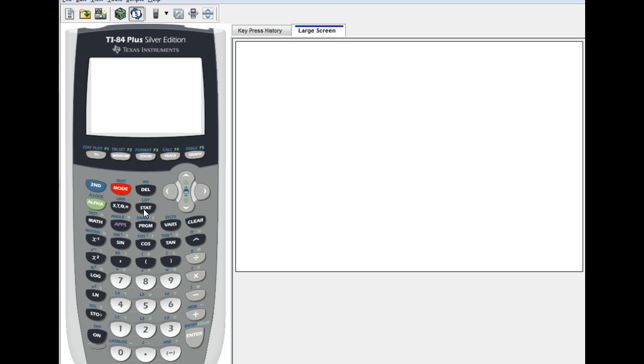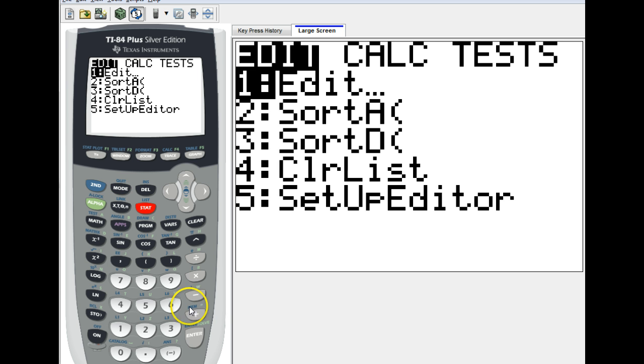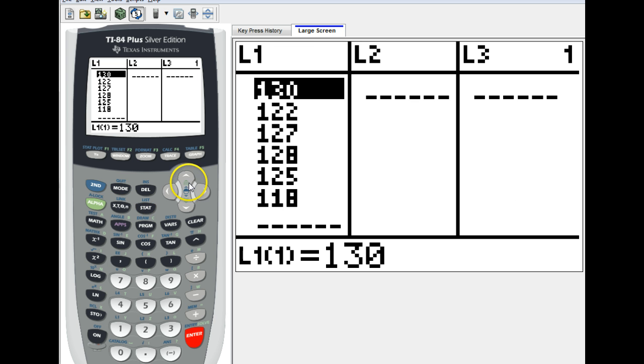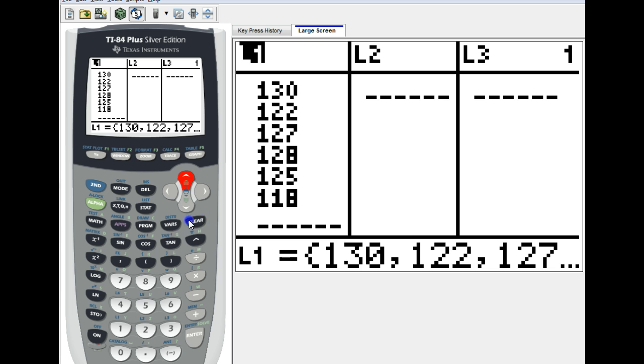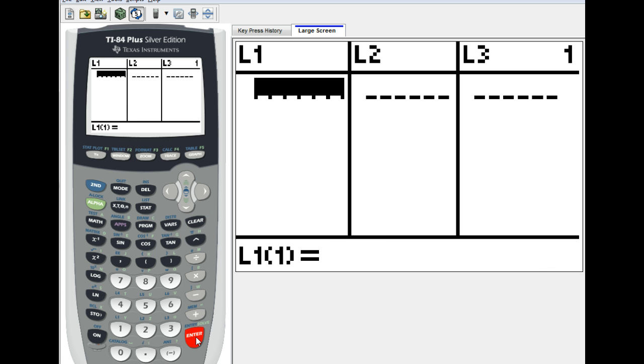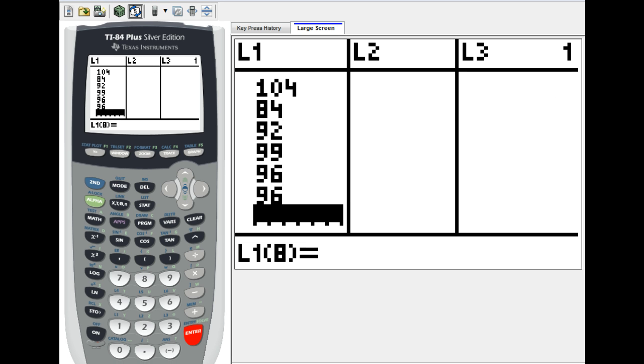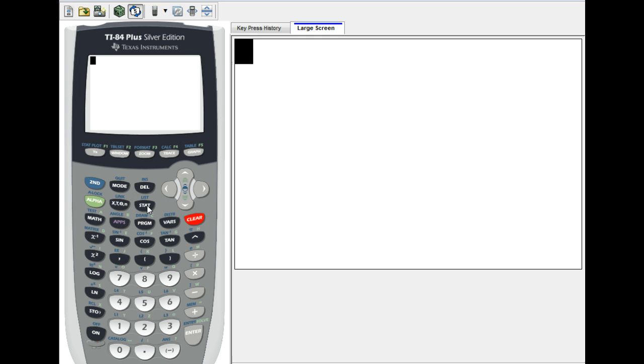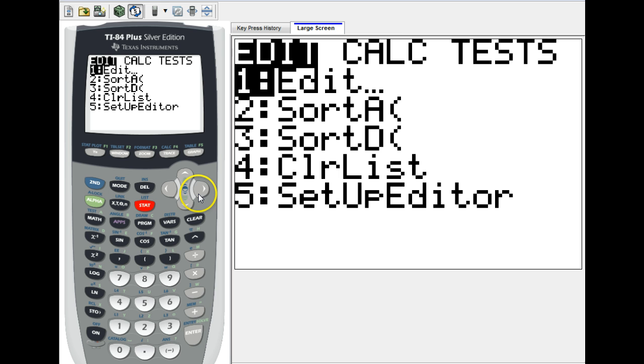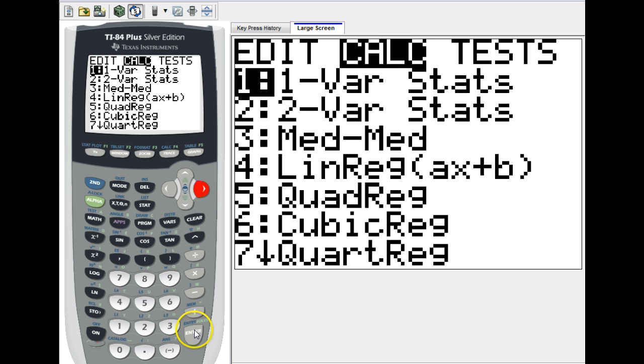Just like before, we're always going to hit the Stat button. We're going to go into Edit, clear our lists by bringing our cursor to L1, clear, enter. I want you to enter the LA Lakers data into L1. Once you've got that data entered, we're ready to calculate the summary statistics. So just like you did before when we calculated the quartiles, you're going to hit Stat, Calc, 1 Var Stats. We're never going to use 2 Var Stats.